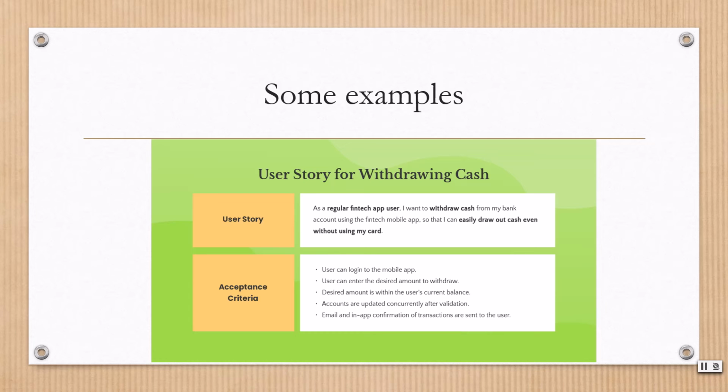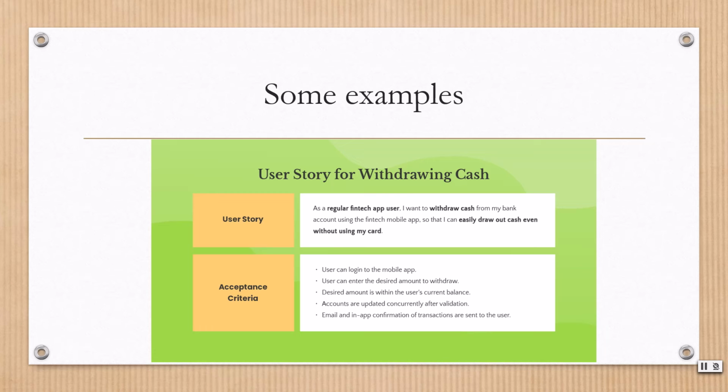And acceptance criteria is: user can log in to the mobile app. User can enter the desired amount of withdrawal. This desired amount is within the user's current balance. Accounts are updated after validation, and email and in-app confirmation of the transaction are sent to the user.